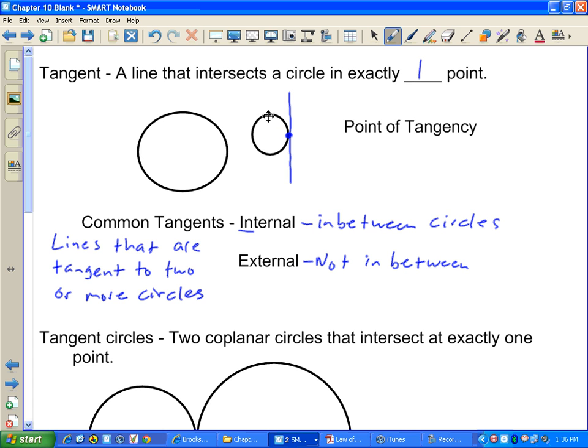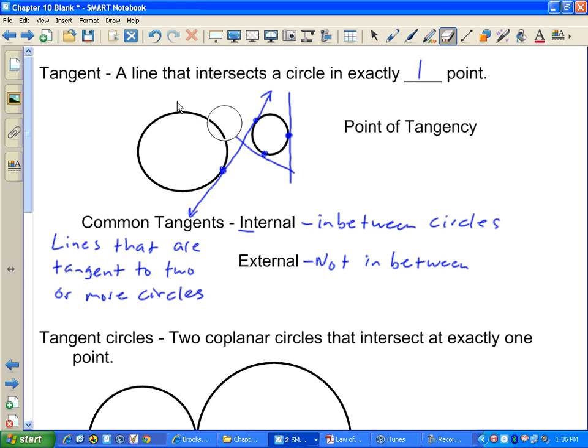Let's see if I can draw a good one here. This would be a common internal tangent. It's tangent to this circle, and it's also tangent to this one, and it's in between the 2 circles. And there's going to be 2 of those. There's going to be this one. There's also going to be the one that does this, which isn't as good as my first one. But those would be internal tangents.